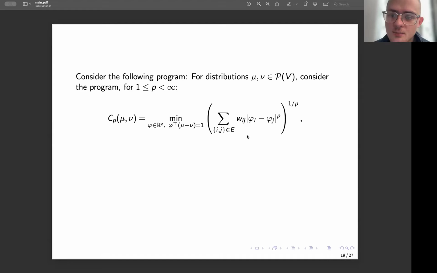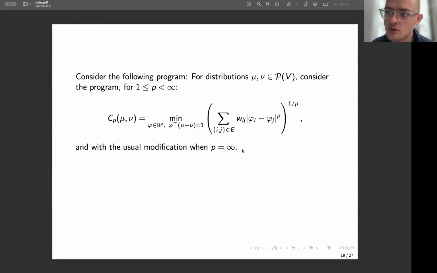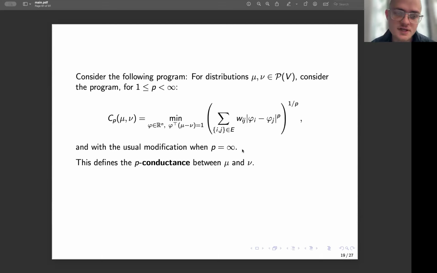So it's not perhaps the most intuitive program at first. It doesn't really necessarily have a lot of easy geometric intuition that comes along with it. But in principle, it makes sense, right? So I'm just looking at all of these, let's call them potential vectors phi, that project positively onto mu minus nu. And I want the one that has the lowest energy in some sense. That's kind of the takeaway, at least at first. And there is a usual modification when P is infinity. I'm going to replace this weighted P norm with a maximum over all the edges of the pairwise difference of the potential. So I'm going to say that this defines the P conductance between mu and nu.